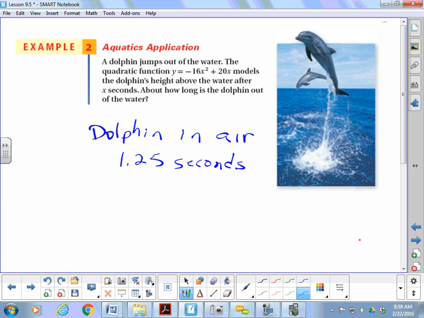Answer the question. All right, so let's see. 1, 2, this is about 6. So my graph looked like this. And this number here is 1.25. So it was out of the water for 1.25 seconds, getting a nice breath and then going back down. All right, so let's look at another one.